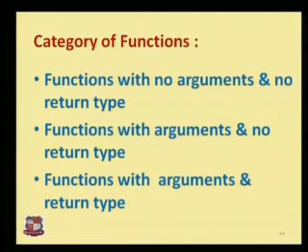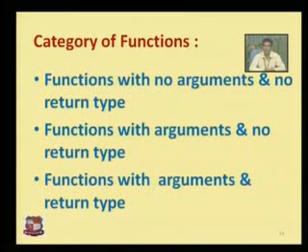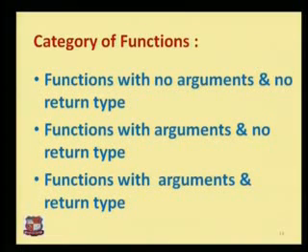Okay, then in the next section we will discuss the categories of functions. Obviously there are different categories of functions. In many books you will find different categories, but originally there are only 3. First is a function with no arguments and no return type. The function has no arguments, because we cannot define any arguments in it, and no return type, it will not return any value. So it will return void.